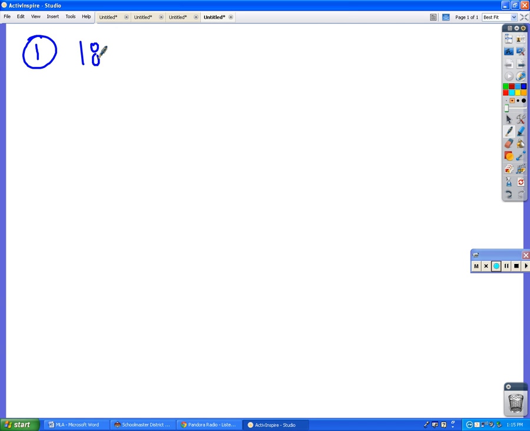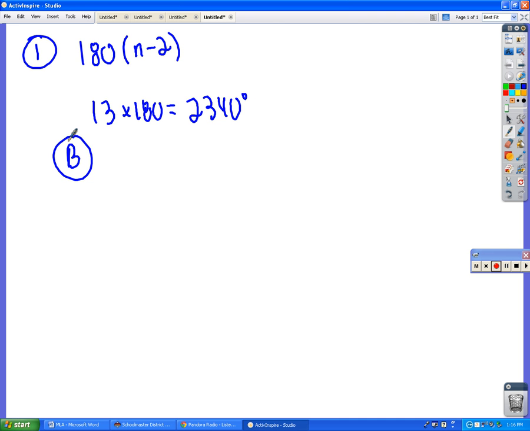180 times, we usually use n, but x is fine also. The number of sides take away 2 is how many triangles you can make. There's 180 degrees in each one of those triangles. So you just need to figure out how many triangles you can make and multiply that by 180. So if I have 15 sides, then I can make 13 triangles. So 13 times 180 degrees came out to be what? 2,340. Okay. Any questions on that?